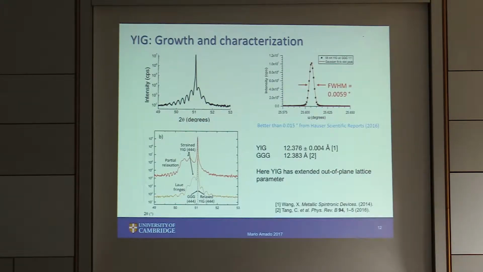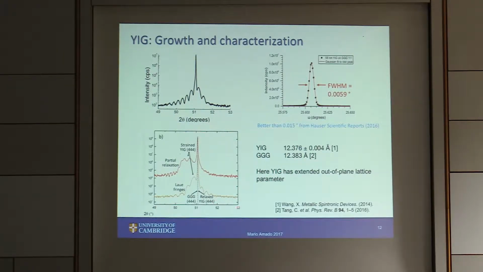YIG has to be carefully deposited because you can have an extended out-of-plane lattice parameter coming from partial relaxation. So we have to carefully select the samples that show nice lower fringes and have only relaxed YIG, but not strained YIG.